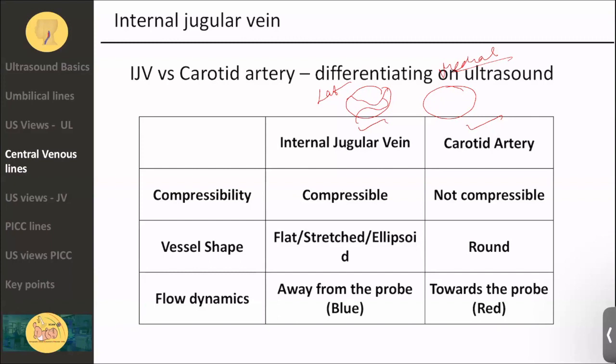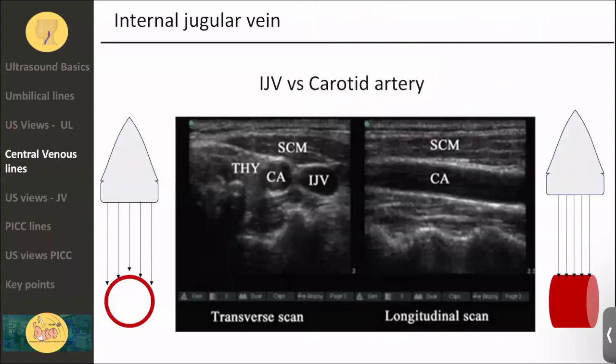Flow dynamics are also there, but many a time you do it, many a time you don't, because in the vein there is a constant flow, in the artery there will be a pulsatile flow, if you put the pulse wave Doppler. So this is the picture which you normally see. IJV is lateral and artery is medial. Okay, this is the sternocleidomastoid muscle.